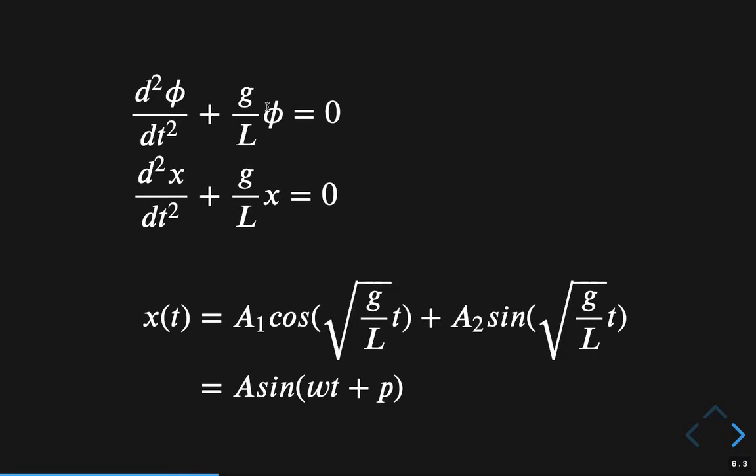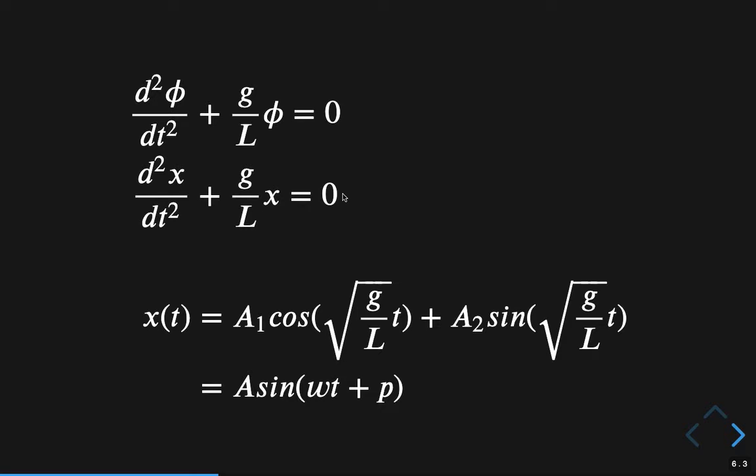And then let's see the differential equation again. We replace phi with x over L and simplify the equation, and we get a new differential equation: the second derivative of x plus g over L times x is equal to 0.